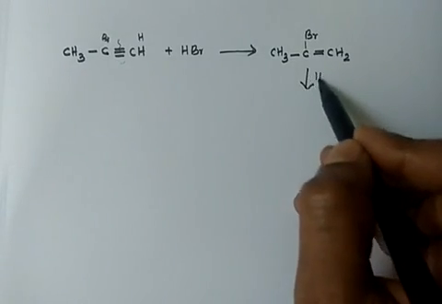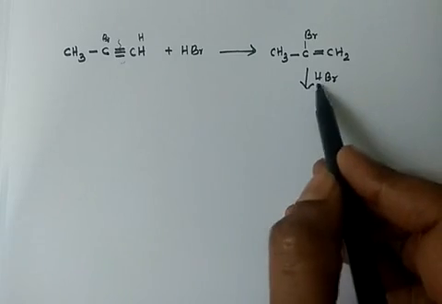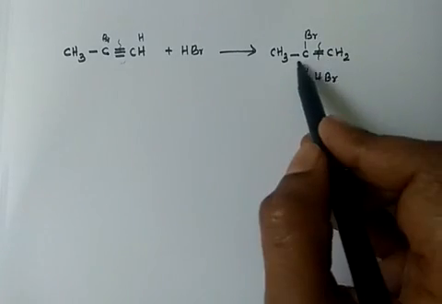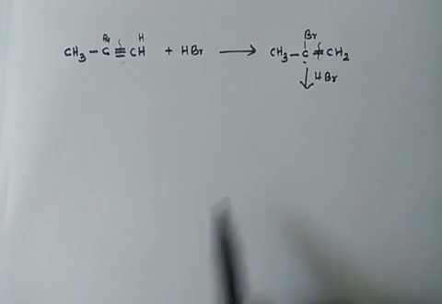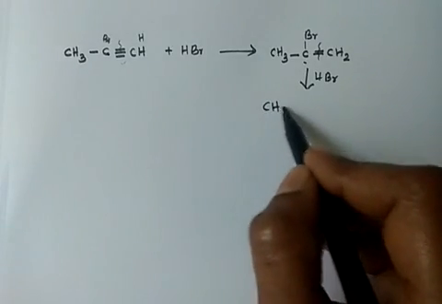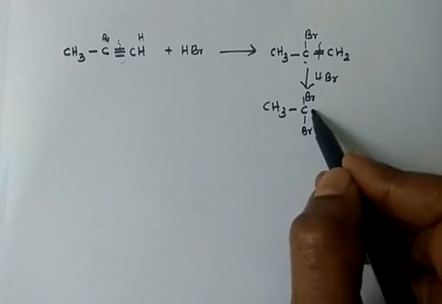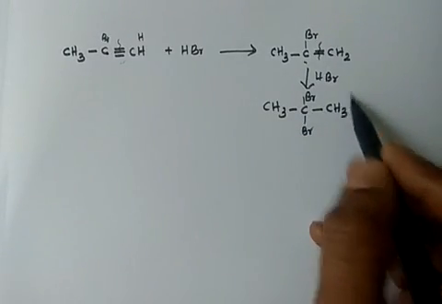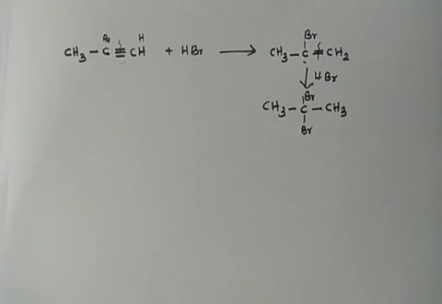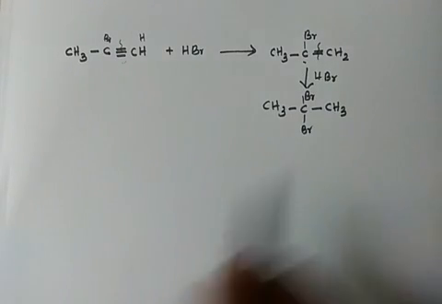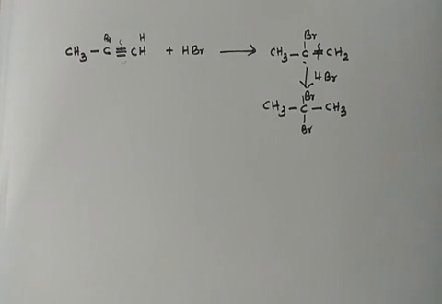Again HBr can be added here. When HBr is added here also, the negative part goes to which carbon? This carbon. So what will be formed here? CH3 single bond CBr2 single bond CH3. If this reaction takes place in the presence of peroxide, then the reverse of Markovnikov's addition takes place, that is, anti-Markovnikov's addition takes place here.